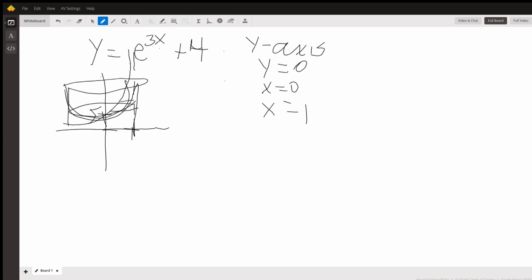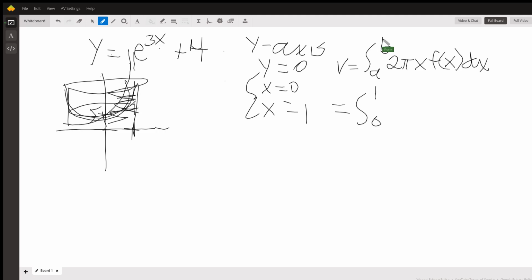And to rotate about the y-axis, the volume equals the integral from a to b of 2 pi times x times f of x dx, of course. And in this case, a and b is 0 and 1. It's this little part. So from 0 to 1. I'll put the 2 pi outside. So it's 2 pi times the integral of 0 to 1 of x times f of x, which is e to the 3x plus 4 dx.